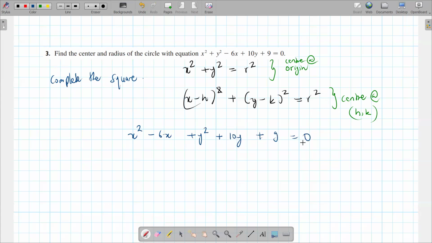Move the x with the x, the y with the y. And these are the steps for completing a square. Step number 1, you're going to take the a value out of the first two terms, which means you can ignore the constant term. So here the a value is 1 for both x squared and y squared.